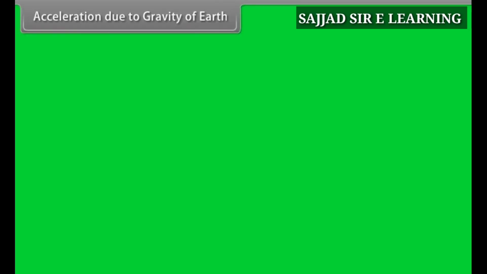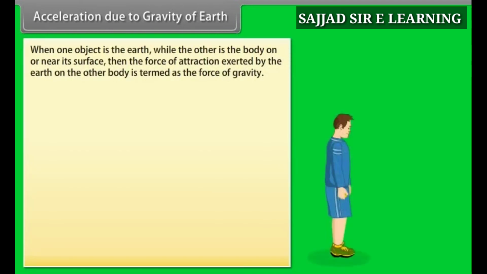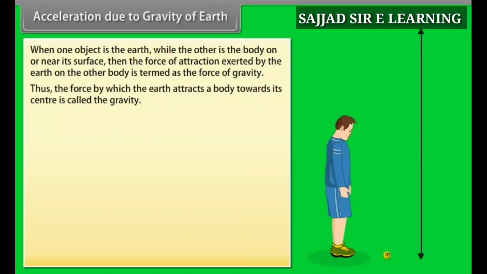Acceleration due to gravity of Earth. When one object is the Earth, while the other is the body on or near its surface, then the force of attraction exerted by the Earth on the other body is termed as the force of gravity. Thus, the force by which the Earth attracts a body towards its center is called the gravity.